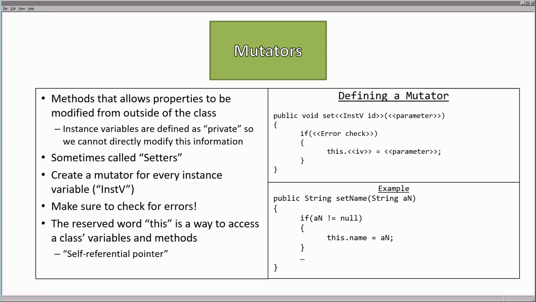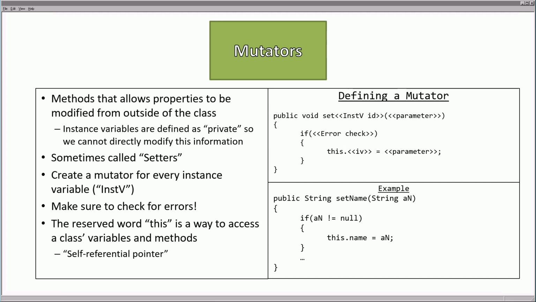Another important element of a mutator is we need to check for errors. We need to preserve the integrity of this data. So for passing in this information via a parameter, we have to make sure that parameter falls within the specifications of this class. If you notice here, we generally have an if statement, and if this is true, in other words, there are no errors here, then we can safely set this instance variable to the parameter.